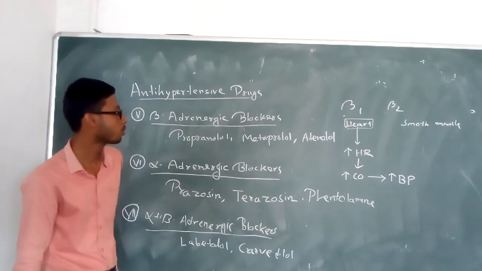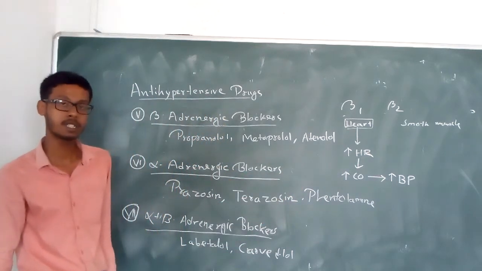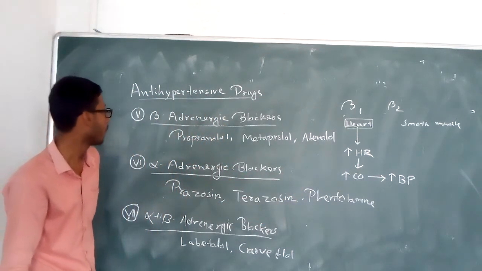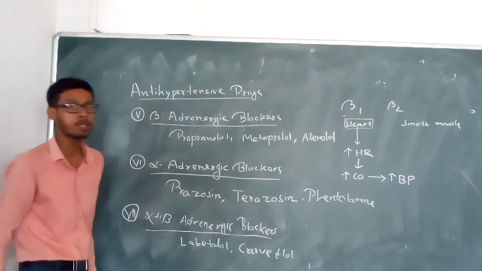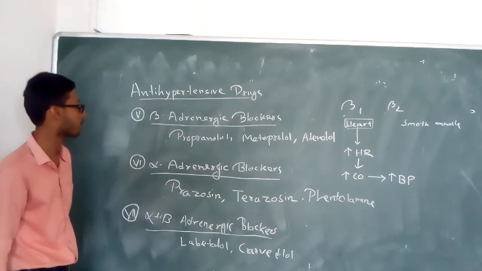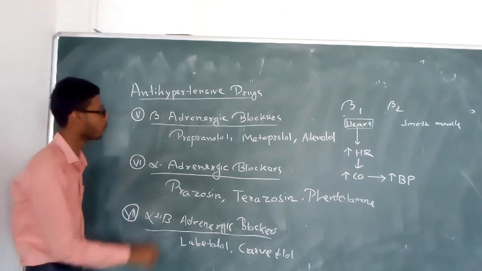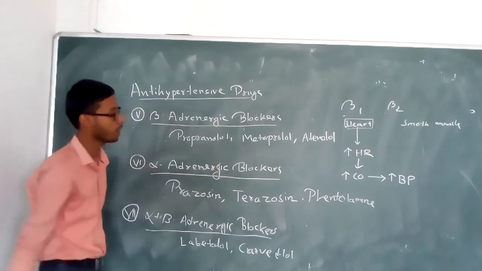So beta 1 is responsible for the increase in blood pressure. By giving a beta adrenergic blocker, we can treat hypertension. Examples of beta adrenergic blockers are propranolol, metoprolol, and atenolol.